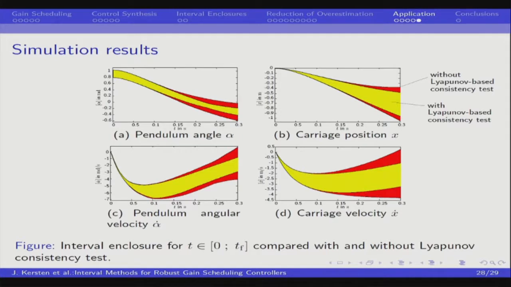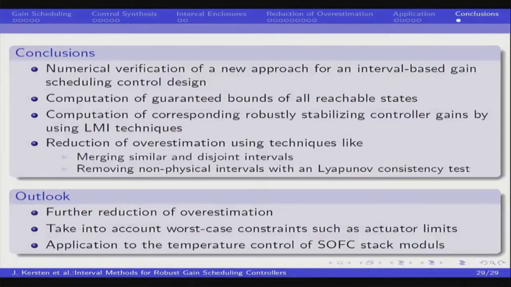So to conclude, I gave you a numerical verification of the new approach for an interval-based gain scheduling control design. We computed all the guaranteed bounds of all reachable states, and we used the LMI techniques to compute the uncertainties, and then we also used reduction of the overestimation using different techniques.